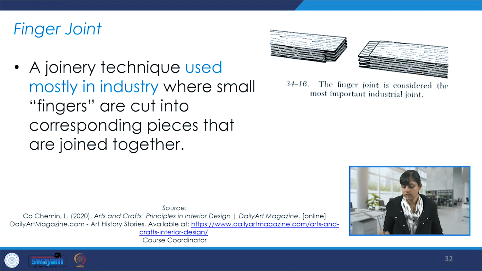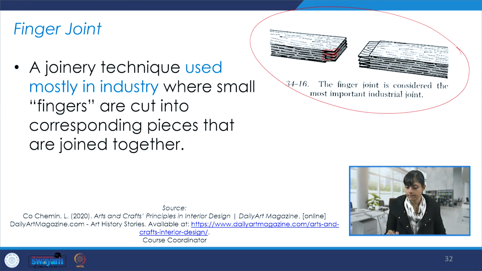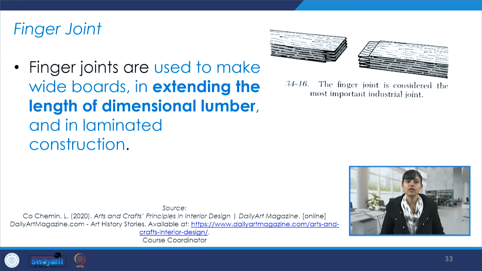Finger joint. This is another very interesting, strong and beautiful joinery. A joinery technique used mostly in industry where small fingers are cut into corresponding pieces that are joined together. Finger joints are used to make wide boards, in extending the length of dimensional lumber and in laminated construction. So therefore they are used in industry extensively.